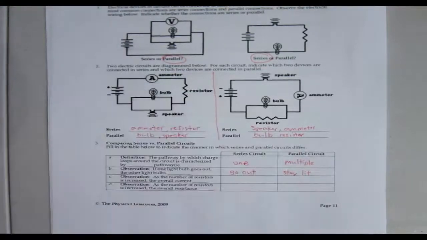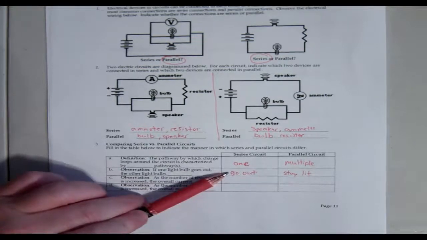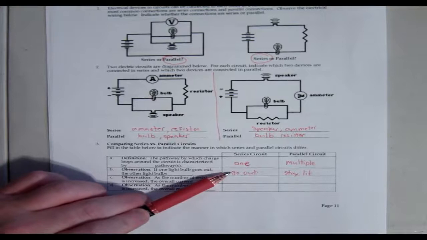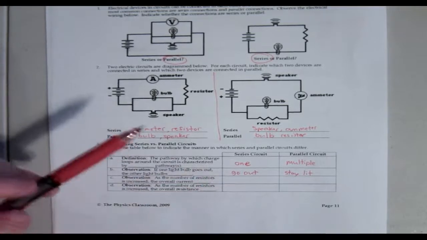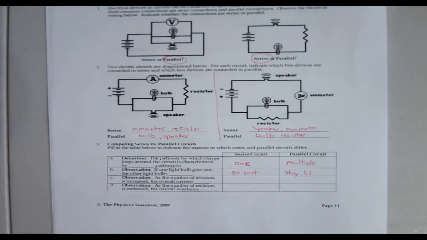Think about this. If you're hanging up lights on your house, you definitely want to use a parallel circuit, because imagine if one light bulb goes out and you have 100 bulbs. If you're using a series, you have no idea which one went out. You've got to literally go check and replace each bulb until you find the one that went out, or switch them around. That would be a huge pain. So that's why parallels are very beneficial.